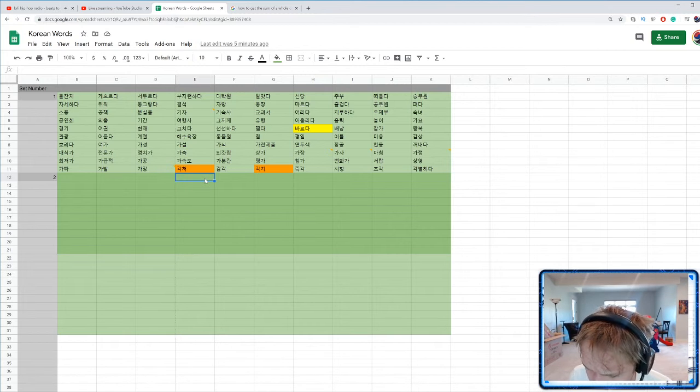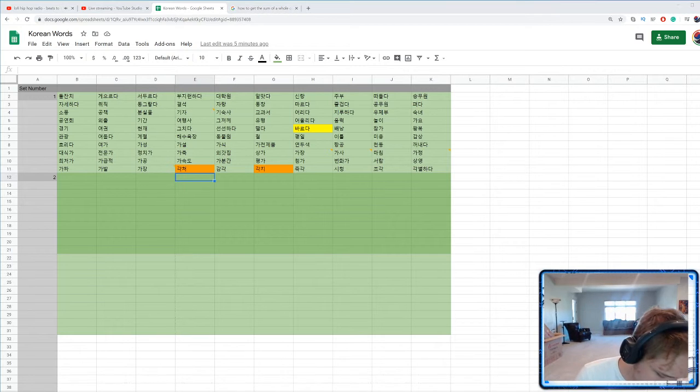It's a thing. I'm not actually quite sure what it is. I just know it's a thing that I guess Koreans do. 번화가. Oh, we just went over this one. 번화가 was a prosperous area. 게으르다 is to be lazy. Perfect.